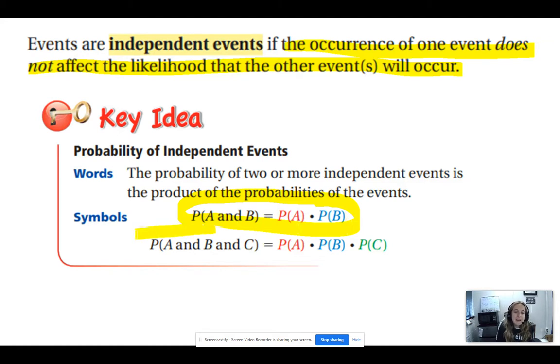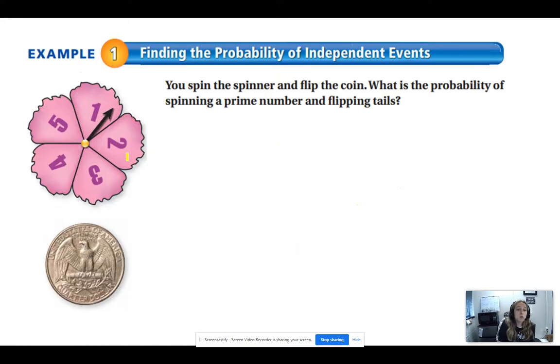Okay, and again, if you have more than one event, if you have 3 events, it's just that same formula over and over again. So you're going to multiply the probabilities of each event together. So you need to have this down, write down this equation, and then you may move on. So let's talk about independent events.